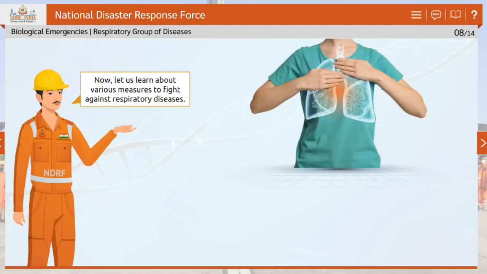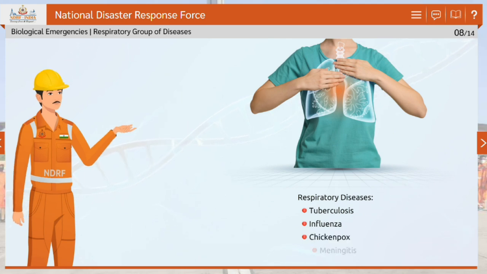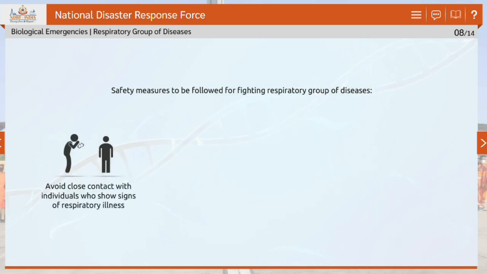Now, let us learn about various measures to fight against respiratory diseases like tuberculosis, influenza, chickenpox and meningitis. The following safety measures must be followed to fight respiratory group of diseases. Avoid close contact with individuals who show signs of respiratory illness.